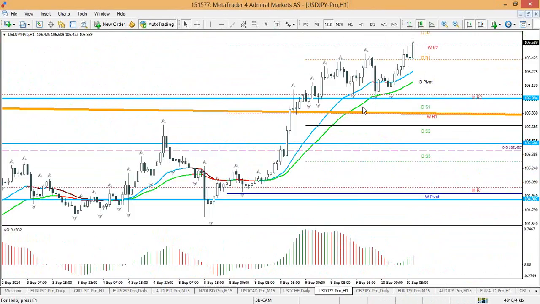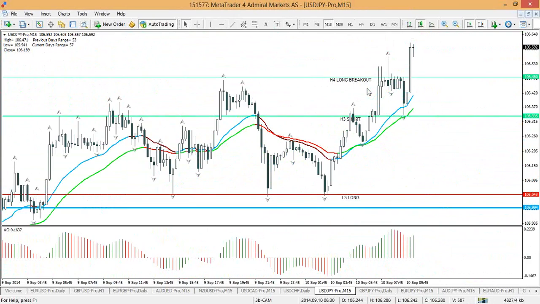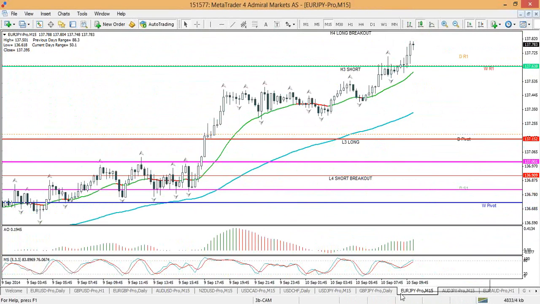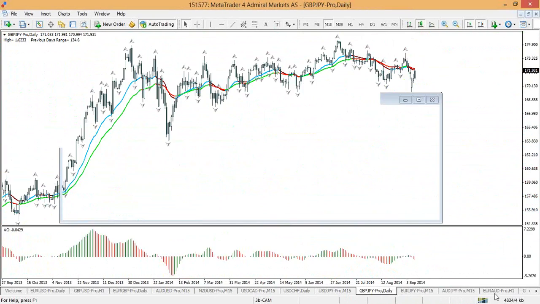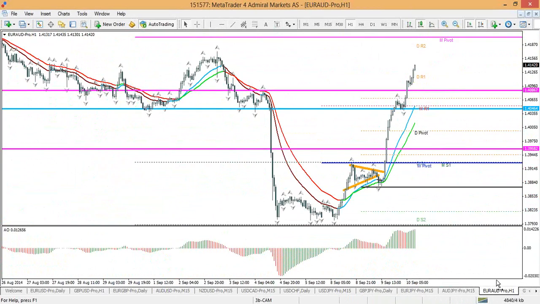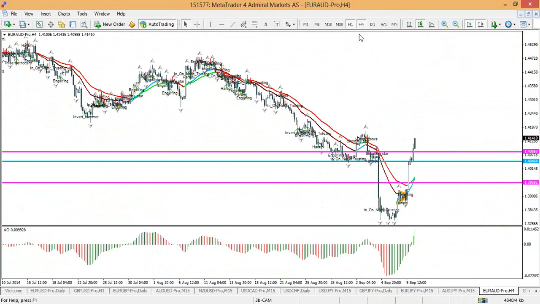Dollar yen bounced, let's see, it's also breaking to the upside. Let's take a look. Same scenario as the Aussie and New Zealand. We'll take a look at the Euro Aussie. You see the Euro Aussie and Pound Aussie are retracing very, very aggressively. It's pretty funny on the Euro Aussie.